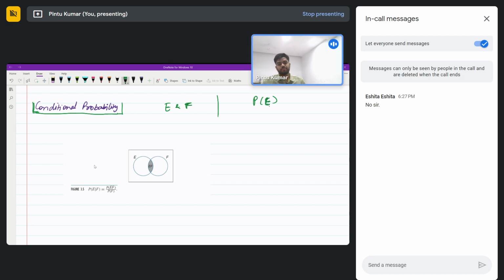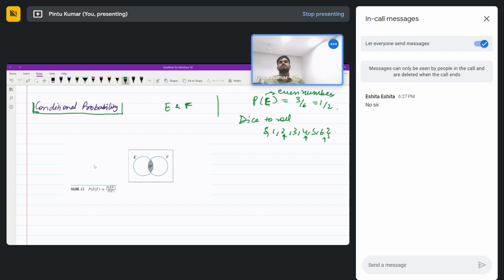So let's take an example that you have a die to roll. So the possible outcomes are 1, 2, 3, 4, 5, 6. Now, E is the event that the number on the die is an even number. Okay. So what is the probability of E? So there are three choices where you can get an even number on your die, right? So the probability of E would be 3 by 6, that is half, right?